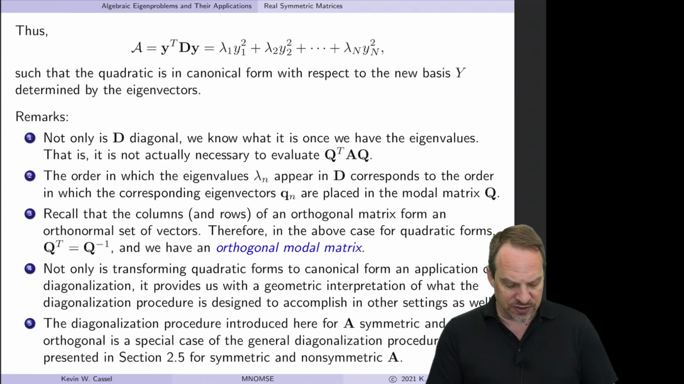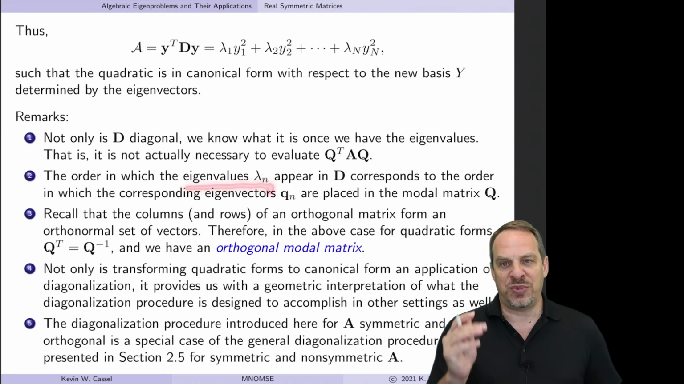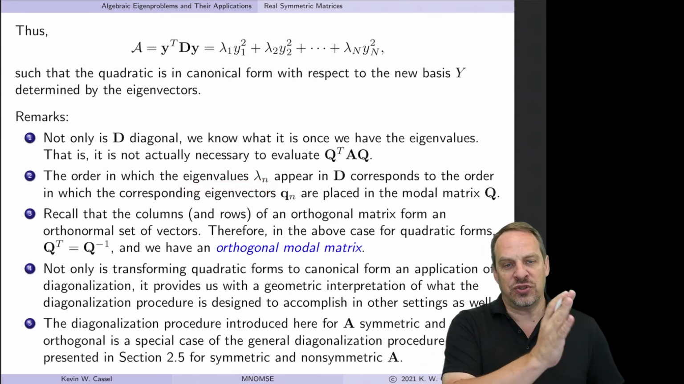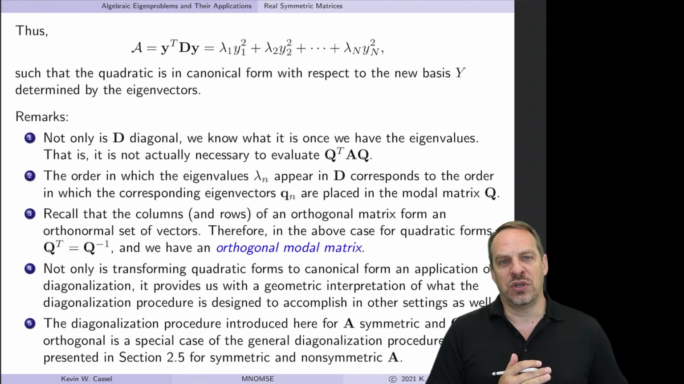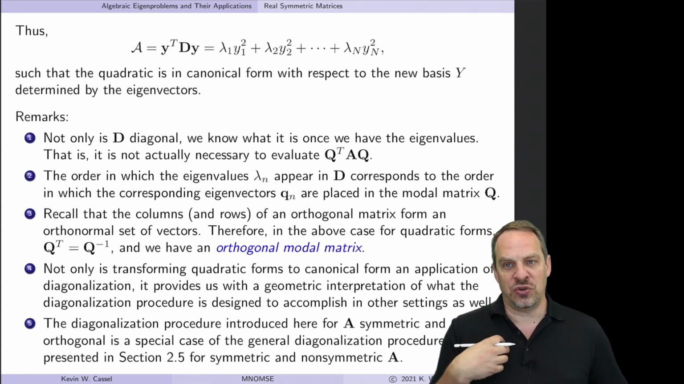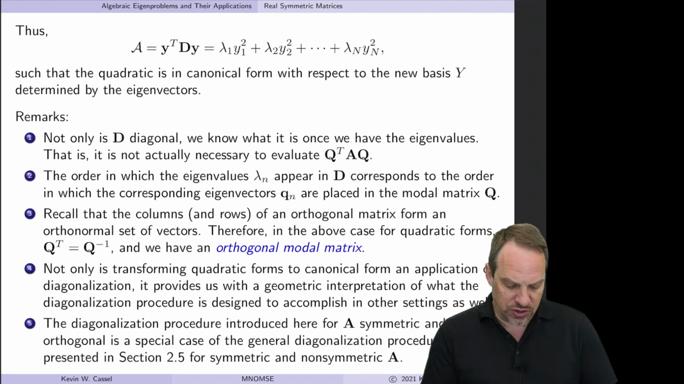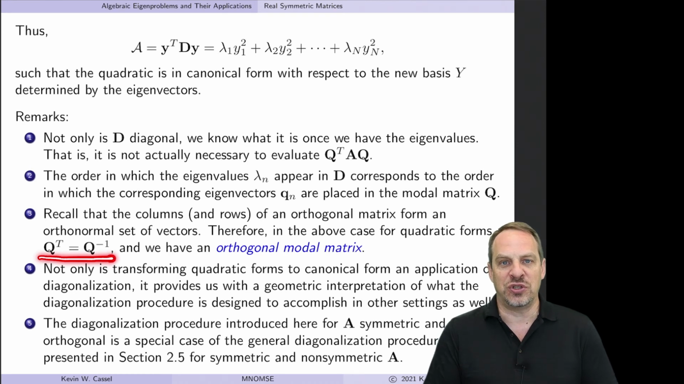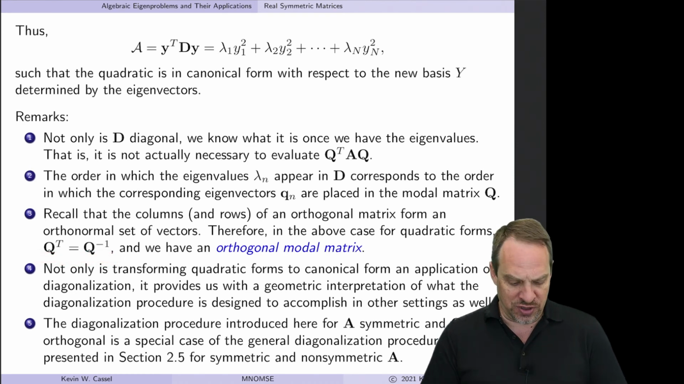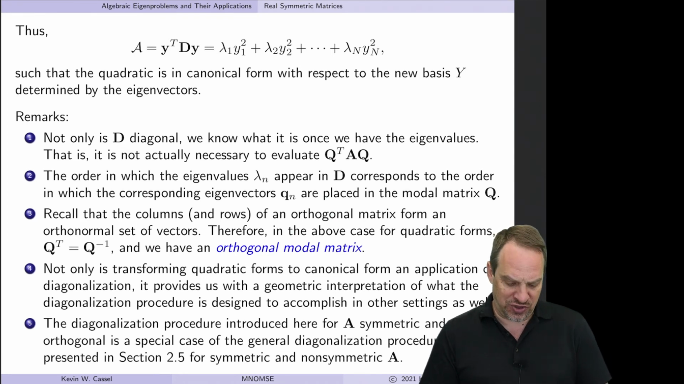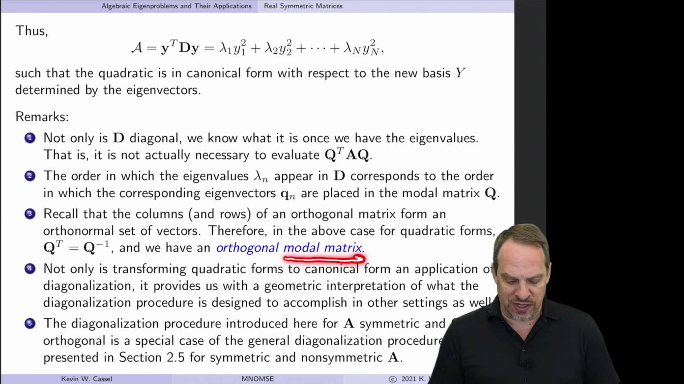Once again, just to emphasize, the order of the eigenvalues, how they appear in D, corresponds to how you put the q's into your big Q, your capital Q. So if you make a different choice than I do, our eigenvalues will be in different locations, but it's still in canonical form. Again, just to remind us, one of the properties of orthogonal matrices is that Q transpose is equal to Q inverse. This is going to become important when we generalize this to the non-symmetric case. So in this case, Q is our modal matrix, but not only that, it's orthogonal.